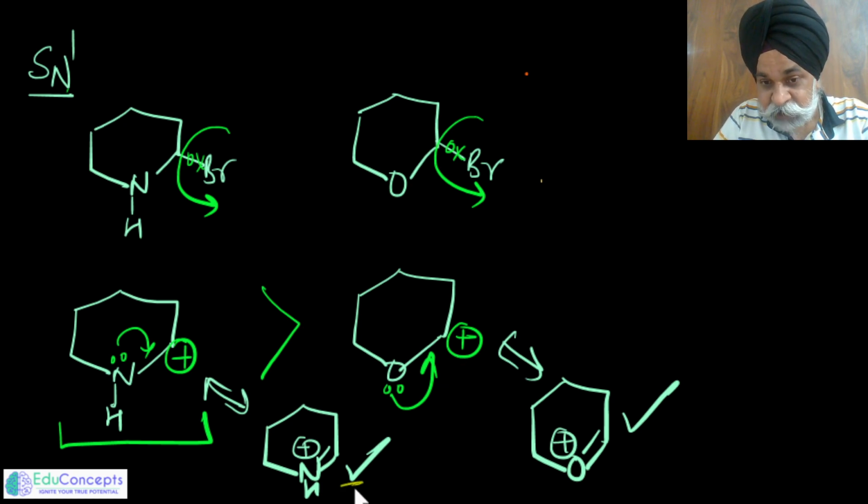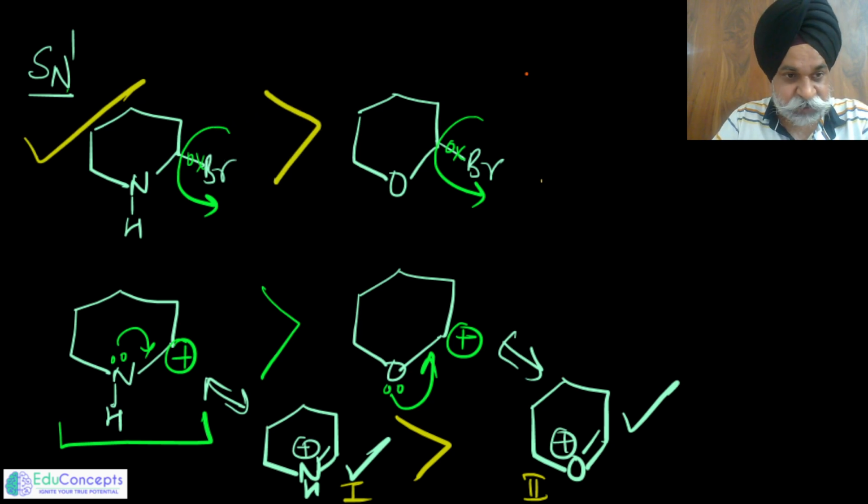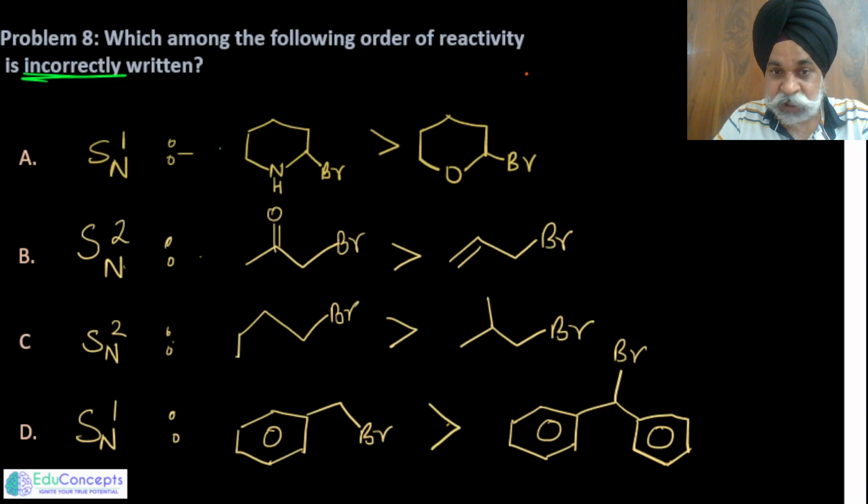Second, now we have to see which of 1 and 2 is more stable. I am saying 1 is more stable simply because nitrogen, being less electronegative and carrying a positive charge, is more stable compared to oxygen. When you are comparing, you have to compare it like this. So this is quite important. So obviously the SN1 reaction for this would be faster. We have to pick the incorrect statement, so this in a way is a correct statement.